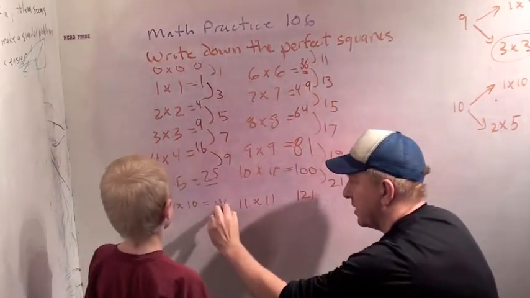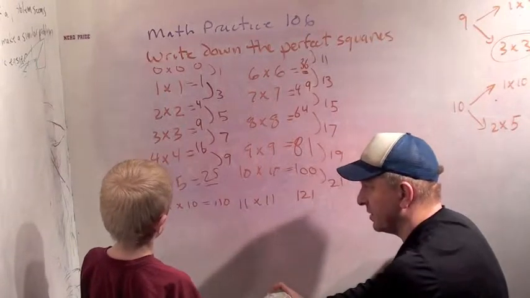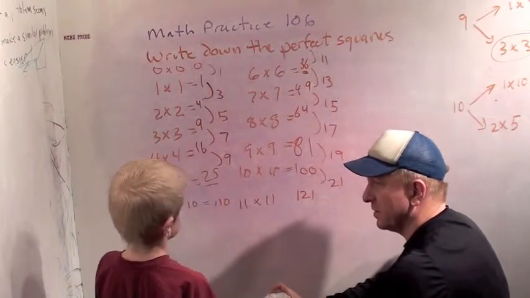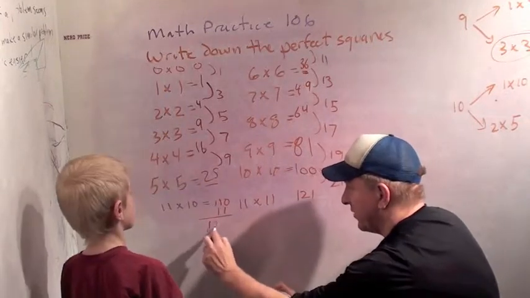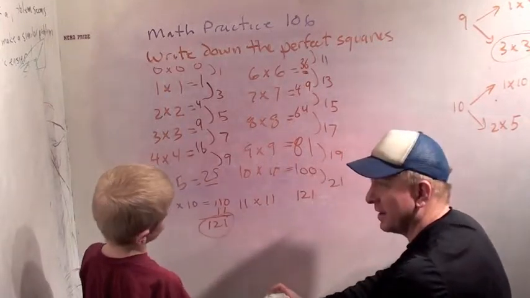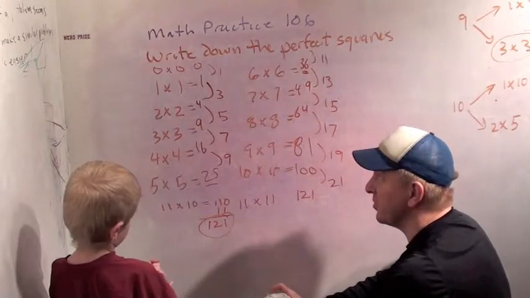110. And then how many more 11s do we need to add to get to 11 times 11? We just need to add on one more. So what's 110 plus 11? It's 121. How about that? Nice. That's pretty cool, right?